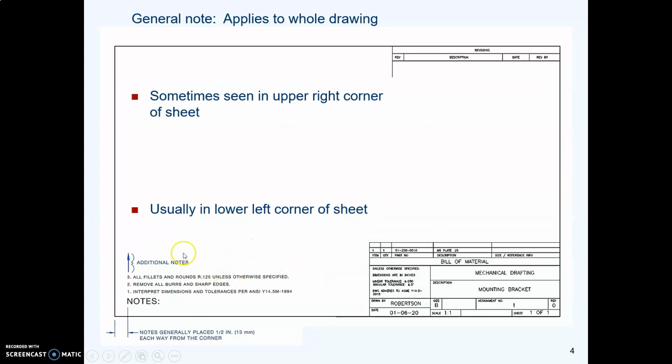When you apply general notes to the whole drawing, it's common to see them down here in the lower left corner, and the main reason for that is just this is where there's some blank space. So that's where we put our notes.